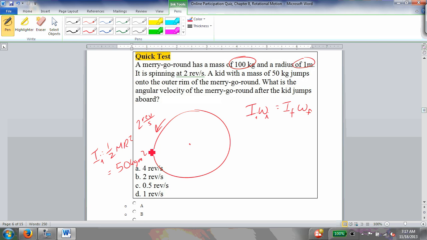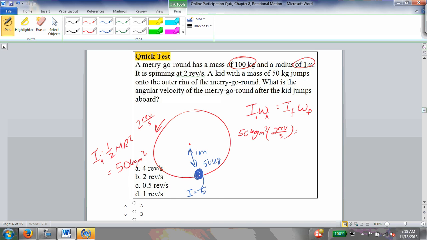So that's my initial moment of inertia. So I'm going to put that in here: 50 kilogram meter squared times 2 revolutions per second. Notice I didn't have to change the units on this. I'll show you why in just a second. And then I have my I final. So I have this kid. He jumps on, and he has a mass of 50 kilograms. I treat him like a discrete particle, moving around at a radius of 1 meter. His moment of inertia is going to be mr squared, which is 50 kilograms times 1 meter squared, which is 50. So my new moment of inertia is going to be 50 plus 50, the moment of inertia of the disk plus the moment of inertia of the kid, times omega final.